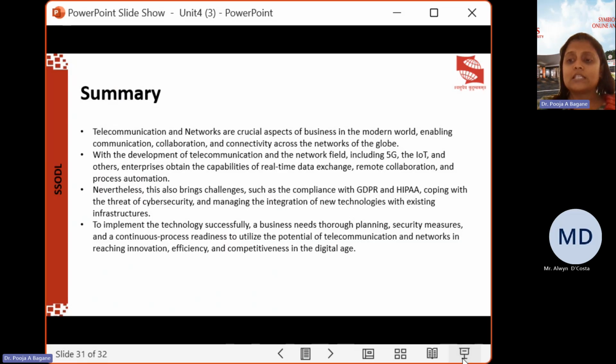Nevertheless, this also brings challenges like compliance with GDPR and HIPAA, coping with the threats of cybersecurity, and managing the integration of new technology with the existing one. To implement the technology successfully, businesses need to do thorough planning, put in place security measures, and maintain continuous process readiness to utilize the potential of telecommunication and networks in reaching innovation, efficiency, and competitiveness in the digital age.